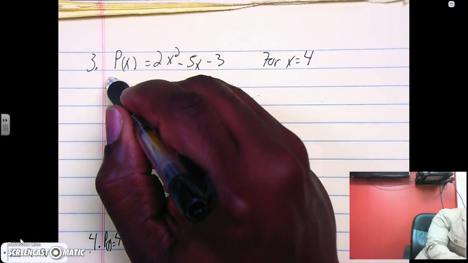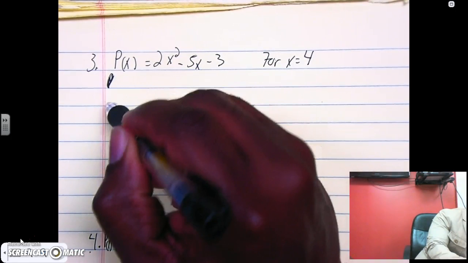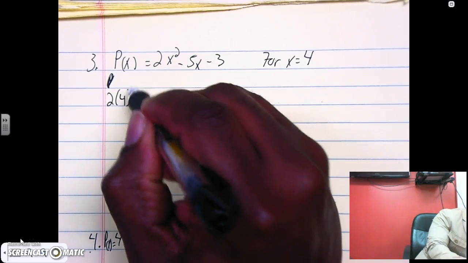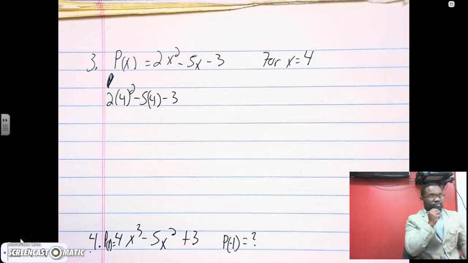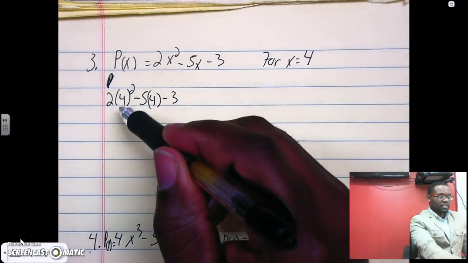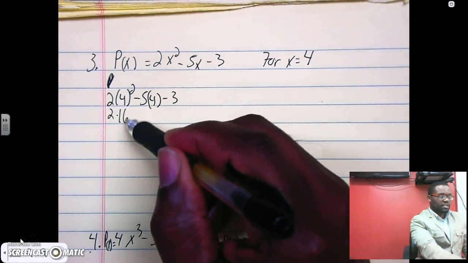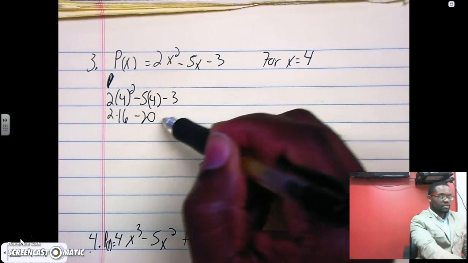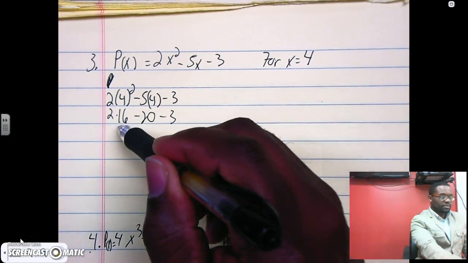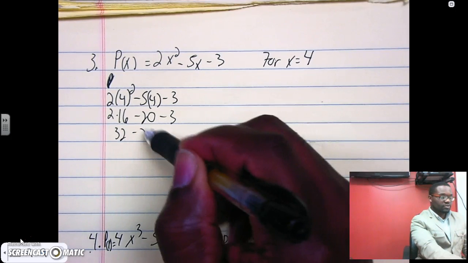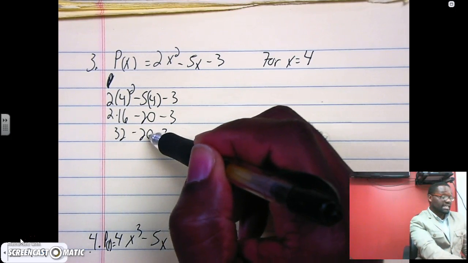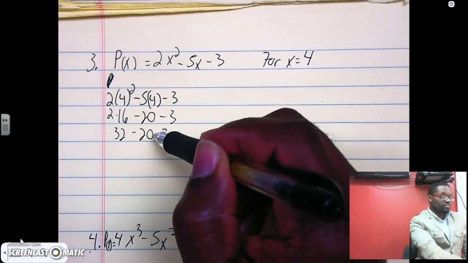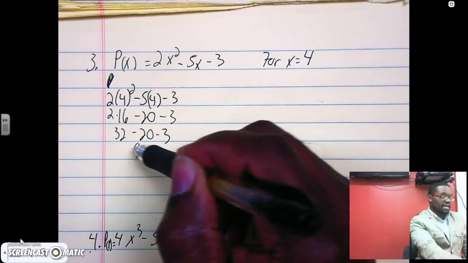If I put 2 times 4 squared minus 5 times 4 minus 3, order of operations says you get 2 times 16 minus 20 minus 3. 2 times 16 is 32 minus 20 minus 3. 32 minus 20 is 12. 12 minus 3 is 9.